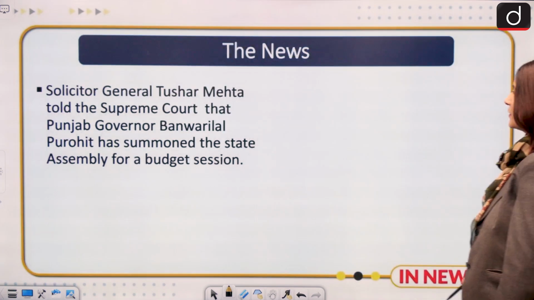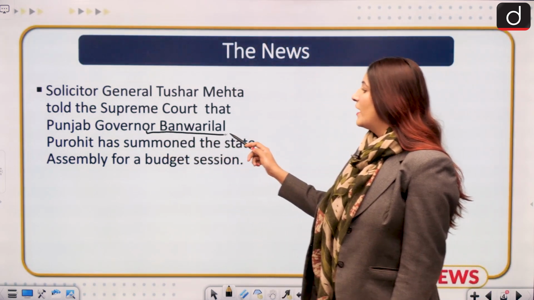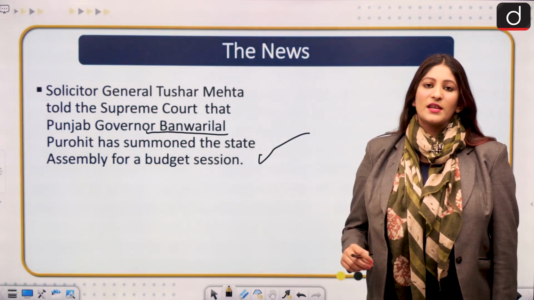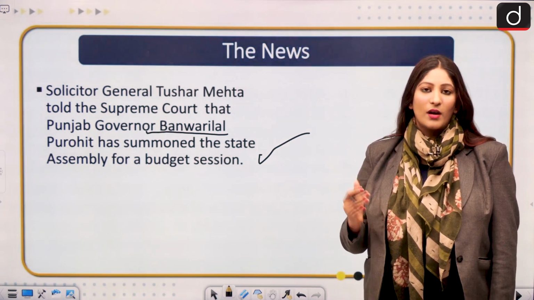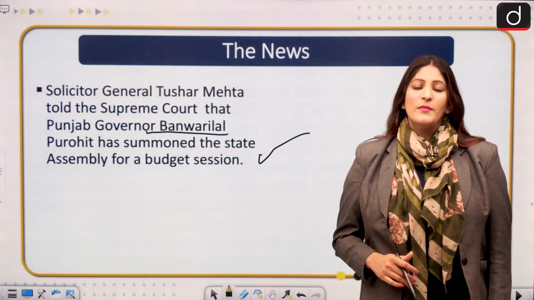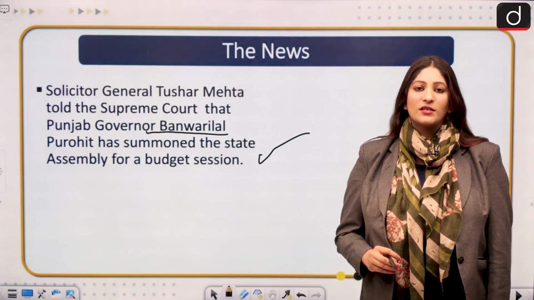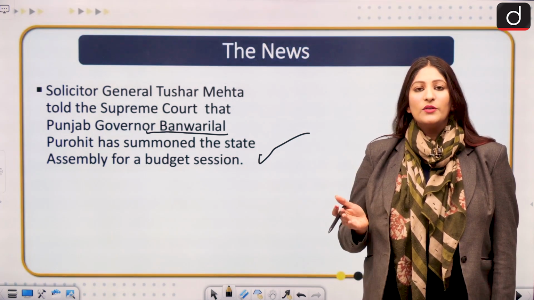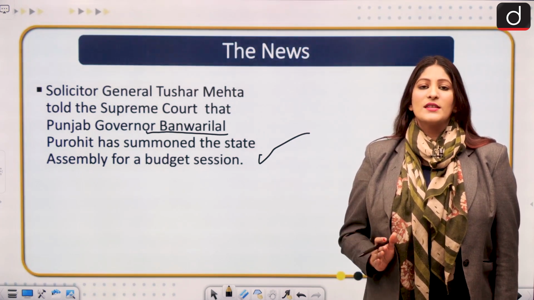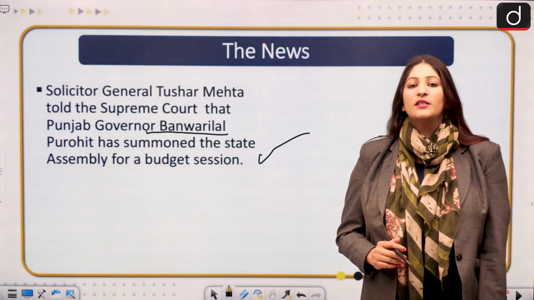So, first of all, let us look at the news. Solicitor General Tushar Mehta has told the Supreme Court that Punjab Governor Banwarilal Purohit has summoned the State Assembly for a budget session. Now, this came minutes before the Supreme Court was about to go on for a hearing. Earlier, the Governor of Punjab refused to summon the State Legislative Assembly, and that caused tension. The dispute is with respect to a disagreement, because the CM was unable to give certain information about the appointments done under him and the governor did not like it.